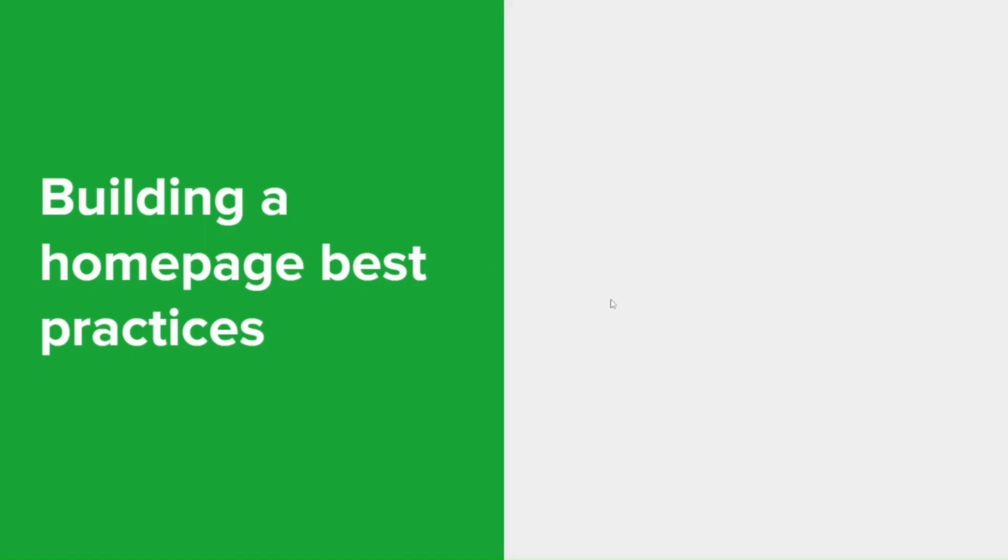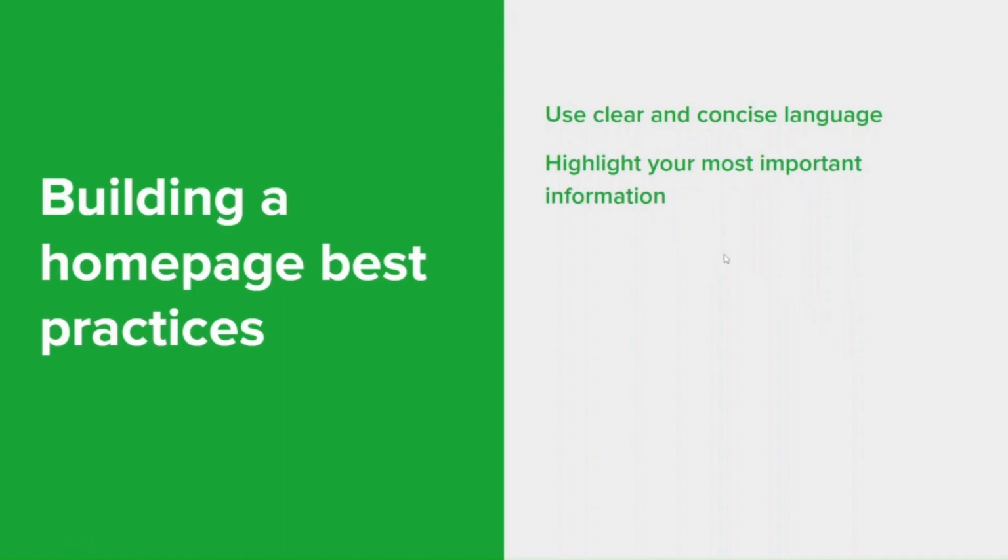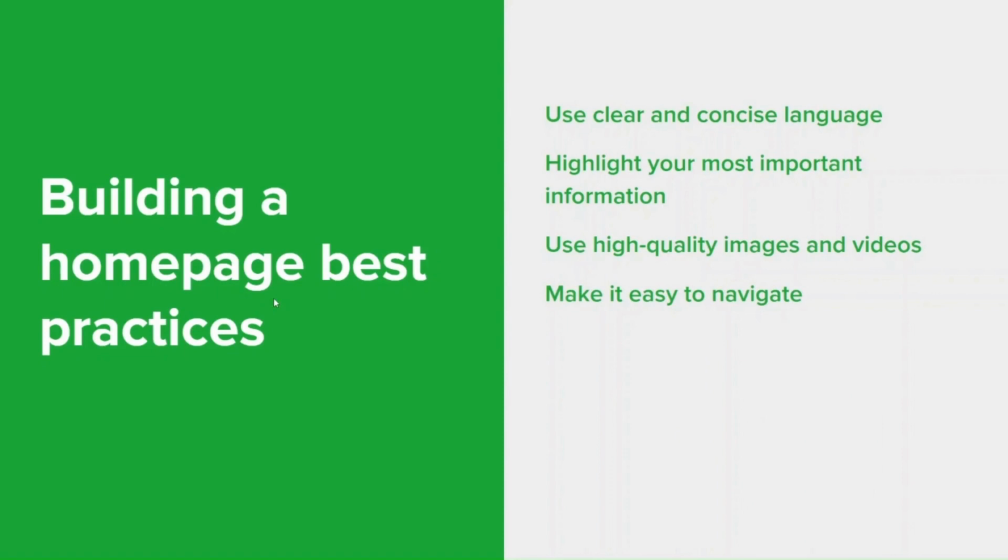So in short, some best practices for building a homepage is to use clear and concise language. It needs to be easy to read and understand. Avoid using jargon or too many technical terms. You want to highlight important information. So what do you want your visitors to know about your website? Make sure that information is really prominently displayed on your homepage. You want to use high quality images and videos. You want to make it easy to navigate, and you want to include lots of call to actions on your homepage, things like directing them to another page, directing them to the services, blog pages, things like that, and getting in contact.